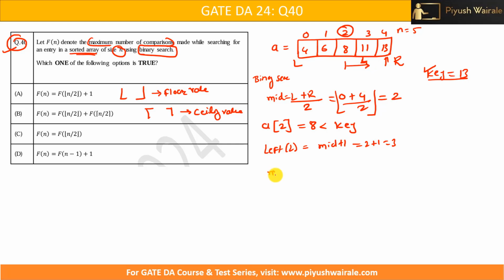Now again I need to calculate the middle element here. Again L plus R divided by 2. So 3 plus 4 divided by 2, that is basically what?